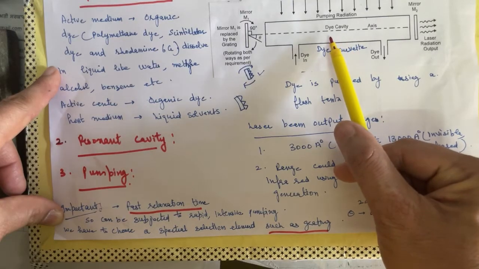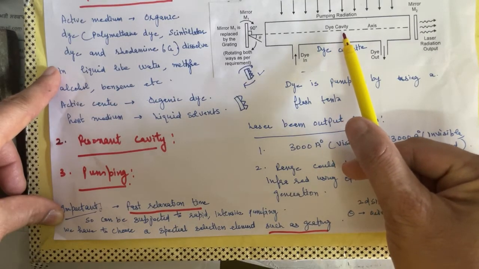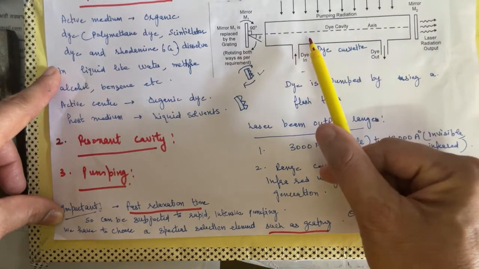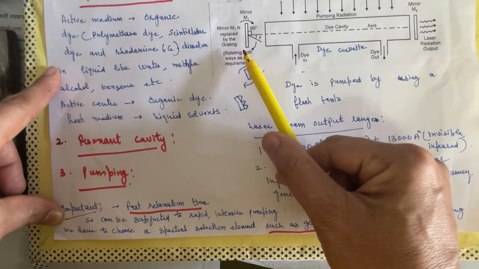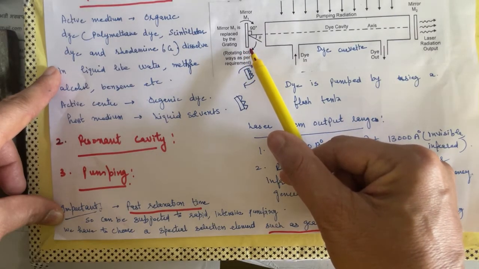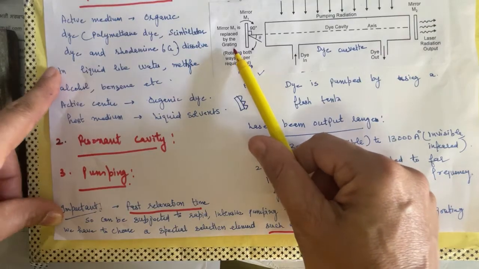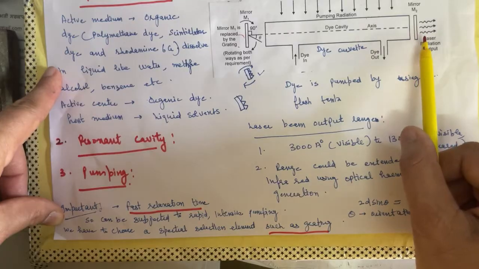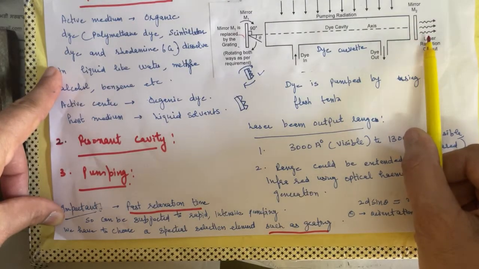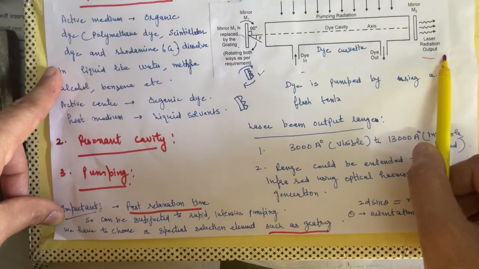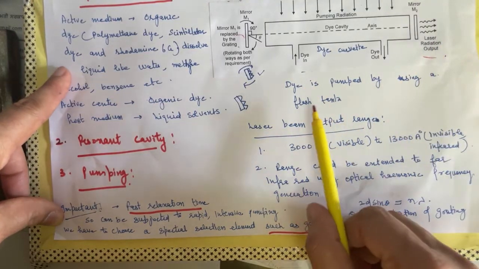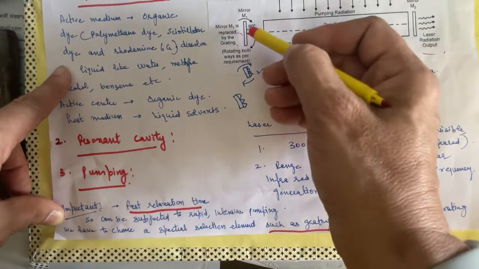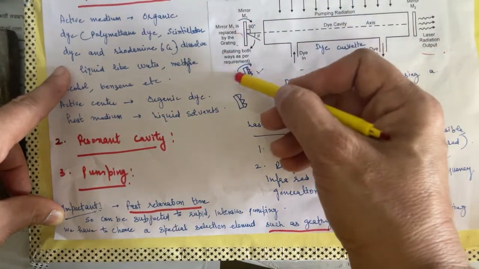So to avoid this problem, an effort is needed to keep the dye solution circulating in the tube or the dye cavity. One mirror, M1, of the usual laser setup is replaced by a grating, and the other mirror M2, which is partially transmitting, gives the laser beam output. We can obtain the wavelength we want by using the grating, because the grating can be rotated at any angle.